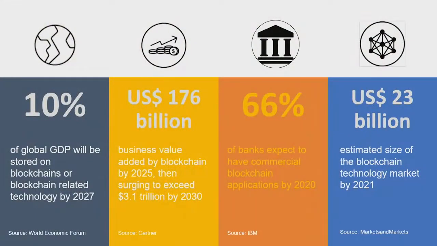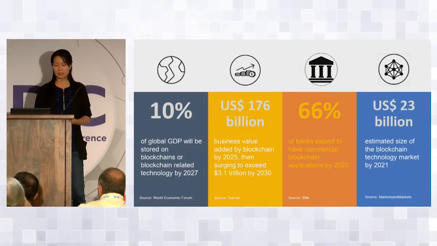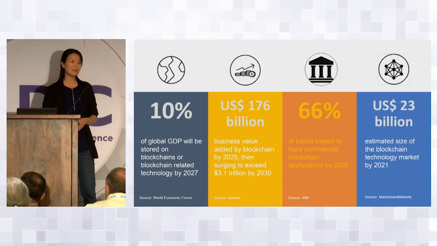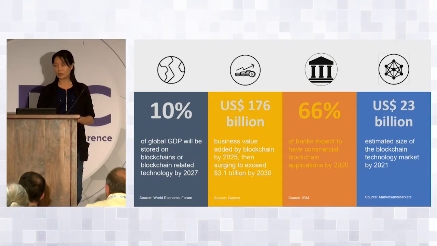It's a hype word to some people. So here are some prediction statistics coming from some reliable sources like the World Economic Forum, Gartner, right? And we have organizations dedicated to do a survey from IBM. So we're predicting that 10% of the global GDP will be stored on blockchain by 2027. And then the value add of blockchain onto our business by 2025 is predicted to be about 176 billion. And it's also going to be exceeding 3 trillion by 2030, which is all this huge, astronomical number. There's another prediction for my company, right?